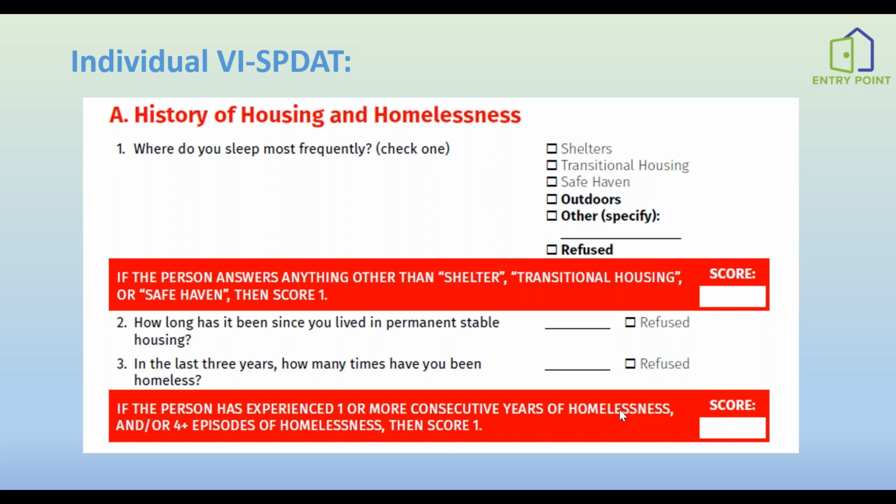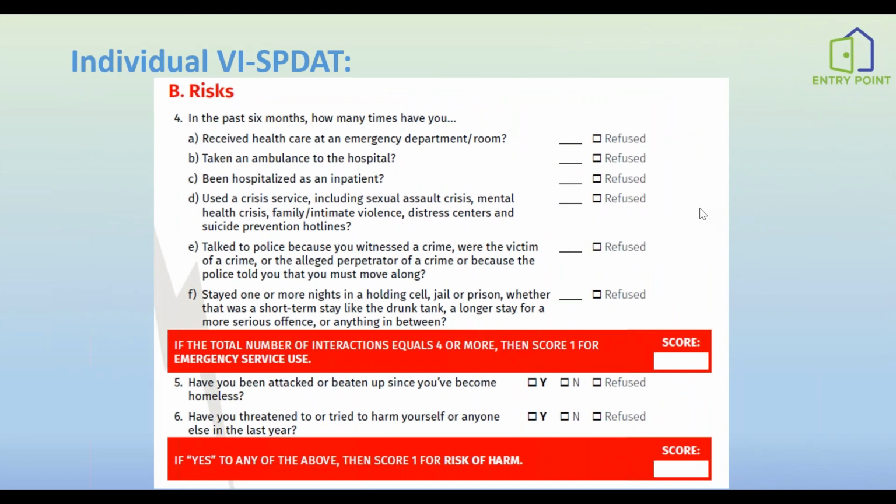Okay, so the first question of the VI-SPDAT gets at history of housing and homelessness. We've probably asked these questions before on someone's intake, but this is a chance to revisit some of these same questions that we've already asked them and that might already be in HMIS. How long have you been homeless? How many times have you been homeless? And so on. This is obviously helping us get at whether or not someone meets HUD's requirement for homelessness history to meet the definition of chronic homelessness for eligibility for permanent supportive housing, and so on.